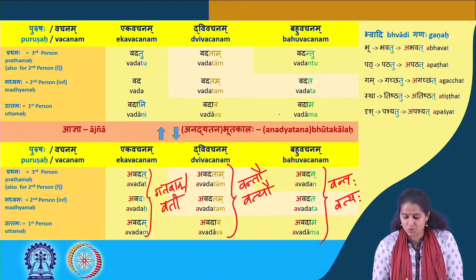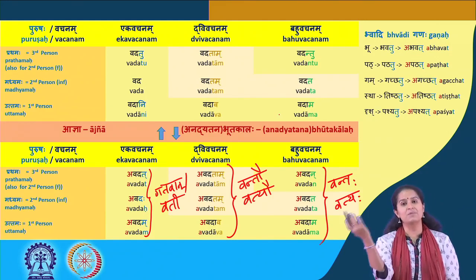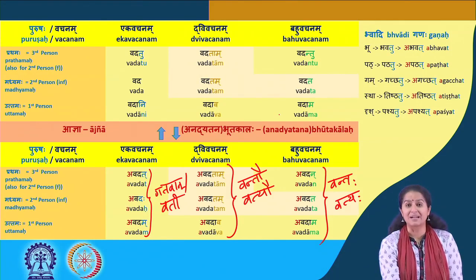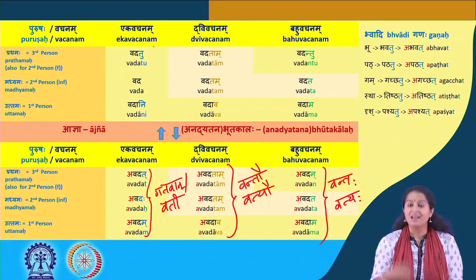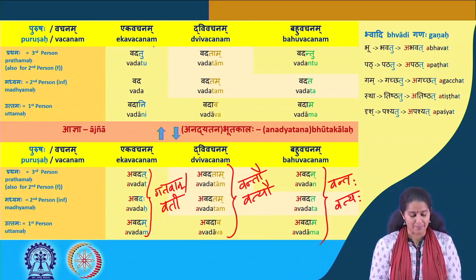All right. So let's do a verb here. Let me say pathatu. Let's do it together. Pathatu, pathatam, pathantu, patha, pathatam, pathata, pathani, pathava, pathama. Uttamam. Let's do the bhutakala and see what happens there.